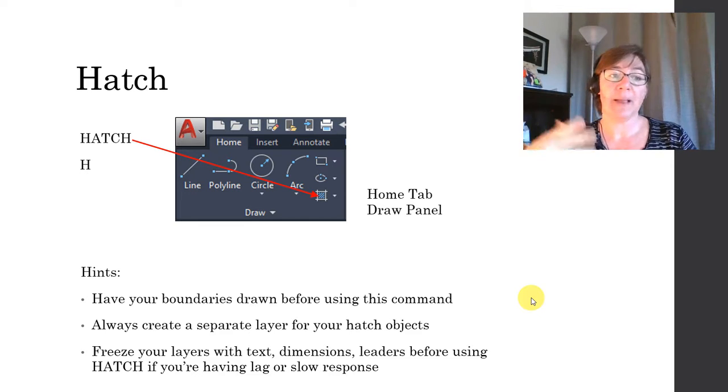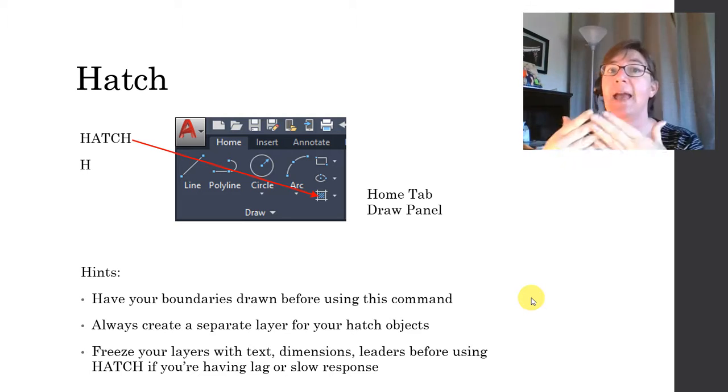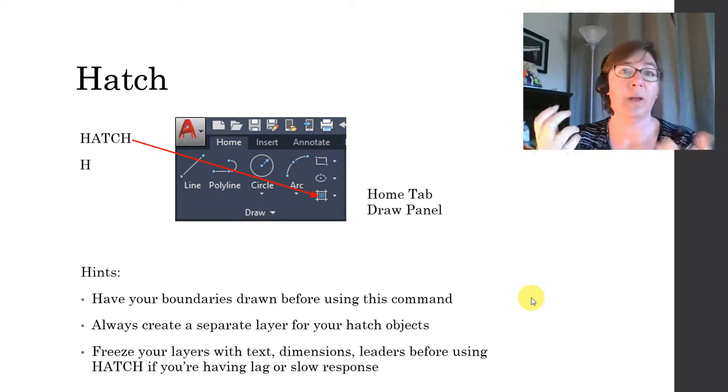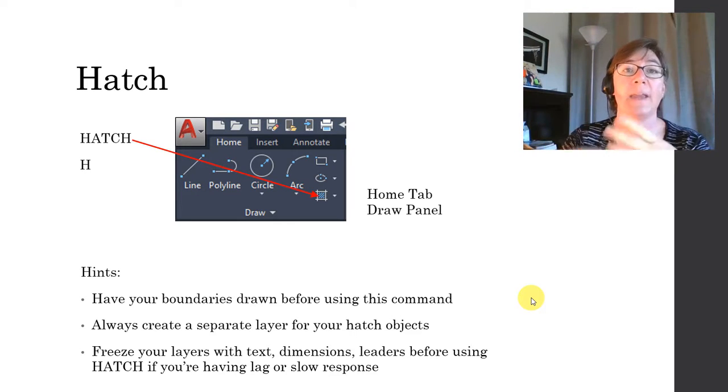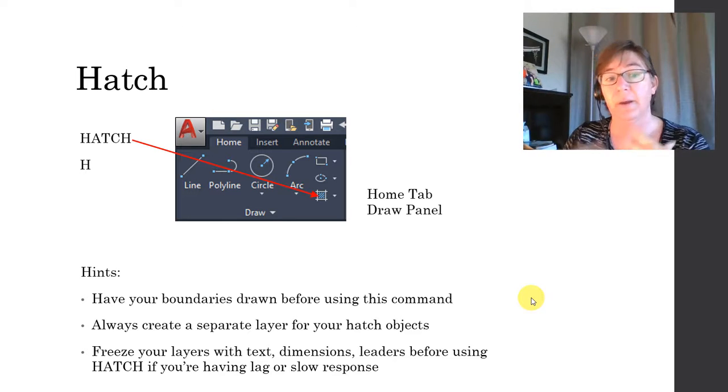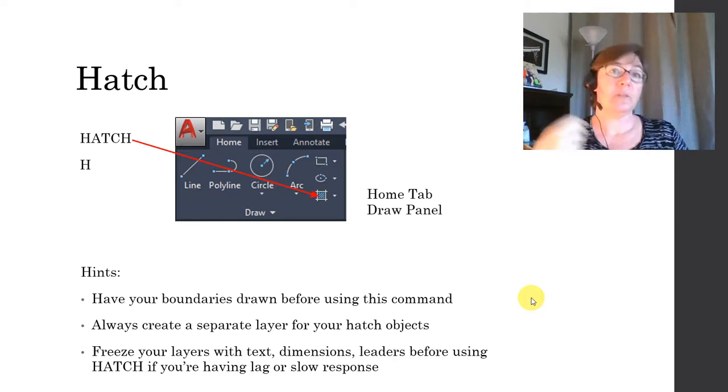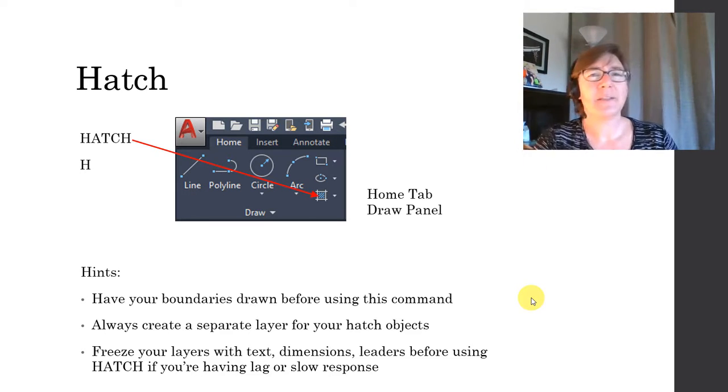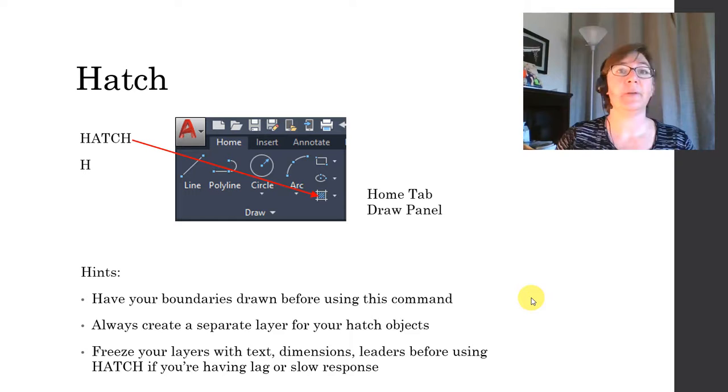And that directly leads me to my last hint here. The hatch command itself is sometimes subject to a lot of lag when it's detecting boundaries. So one way to speed this up is to turn off or freeze, freeze works better, any layers with text, dimensions, leaders. Those are typically not your hatch boundaries, and yet they can have very, very complicated boundaries, and they really, really slow down your hatch command. So if you're getting some lag, freeze any layers that have text, dimensions, and leaders.